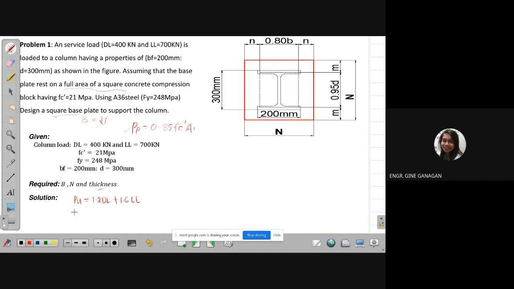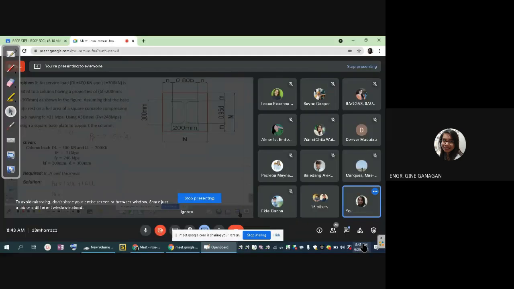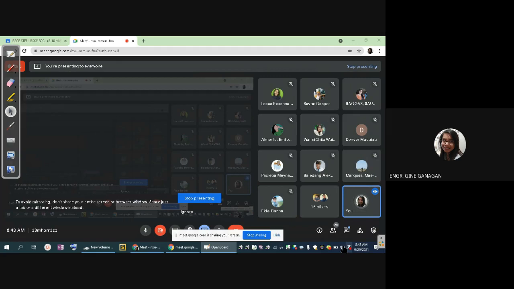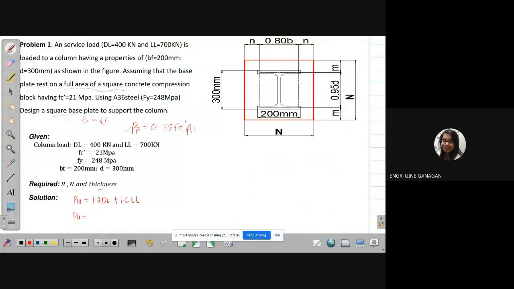So what would be our ultimate load? Finally solve. That is equal to... Miss Laksa. Ano yung ultimate load natin? Anong value natin dito?